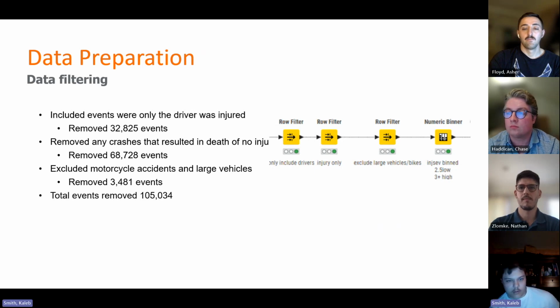Also, there were large vehicles, semis, motorcycles, bikes, all of the above in the data that we were using. So we had to filter out those to only use common motor vehicles like cars, light pickup trucks, and stuff like that. Overall, there was a total of 105,034 accident results that were removed before moving on to the modeling process.